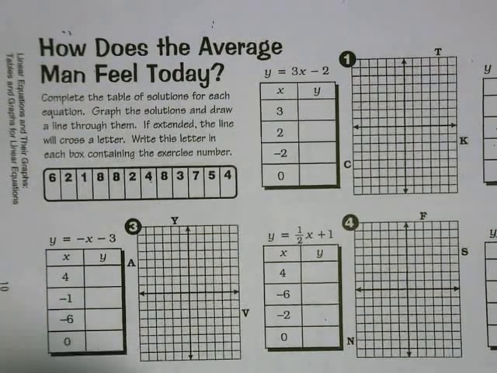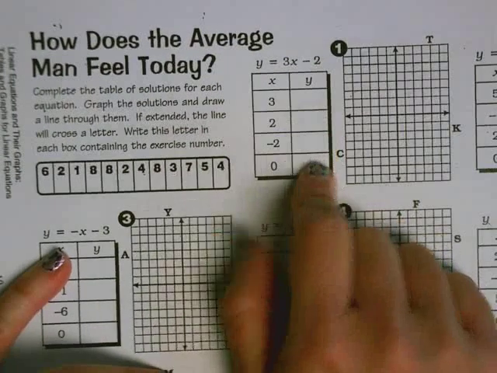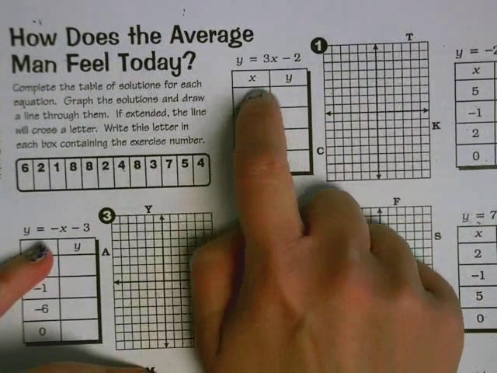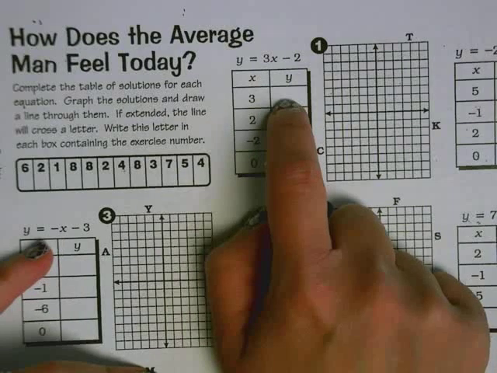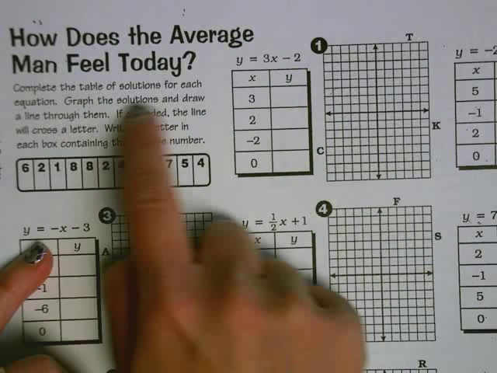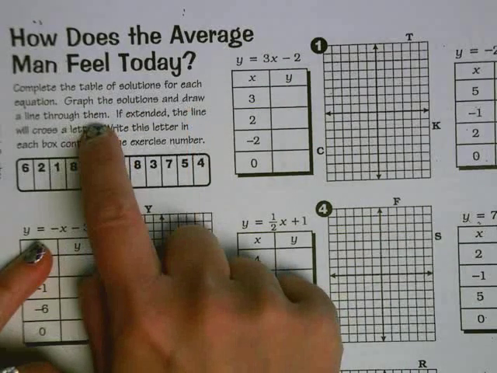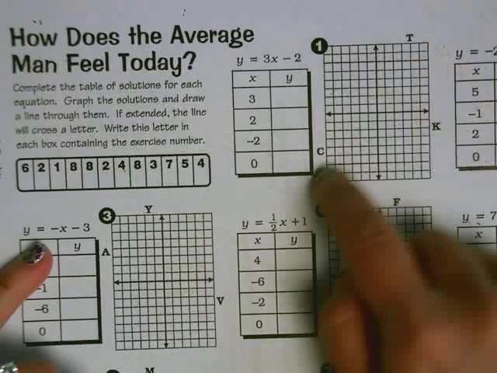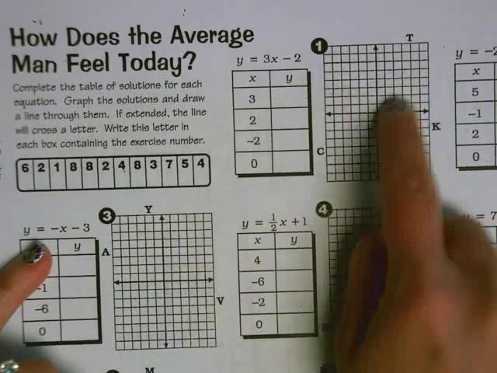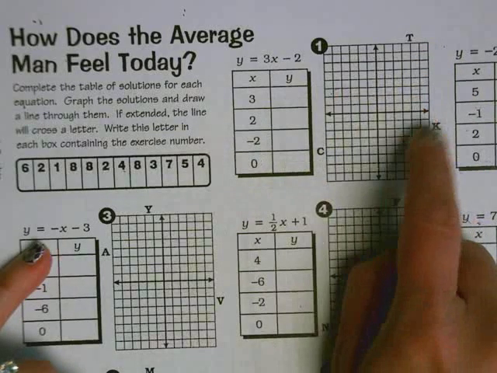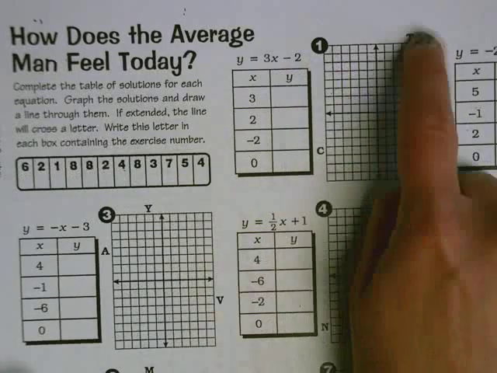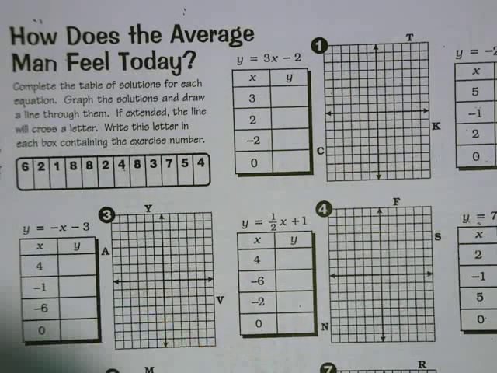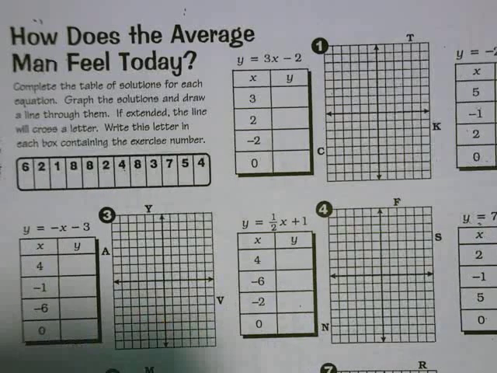And it says we're going to actually make our own tables. They gave us an x to plug into each equation to get what the y is that would go with it. And then we're going to graph the solutions and draw a line through them. And once we draw that line, it's going to go through one of these letters. It will cross one of the letters, and then we'll know what to fill in over here. So number 1's either going to be C, T, or K, and we'll have to see where the line hits. So let's see if we can do number 1.